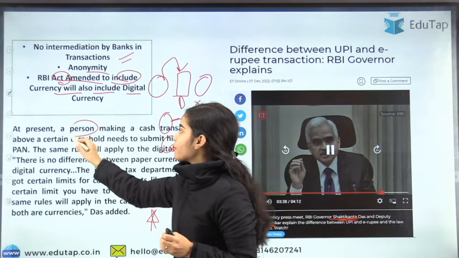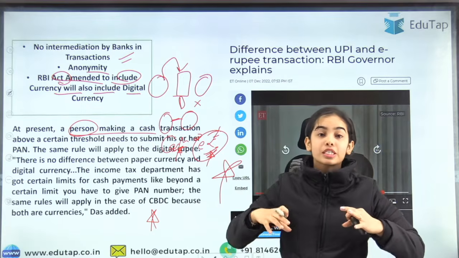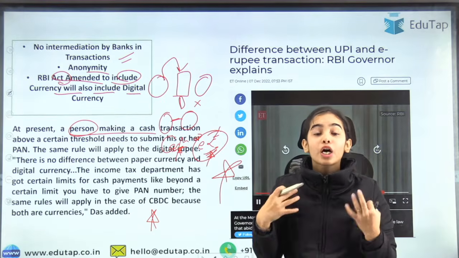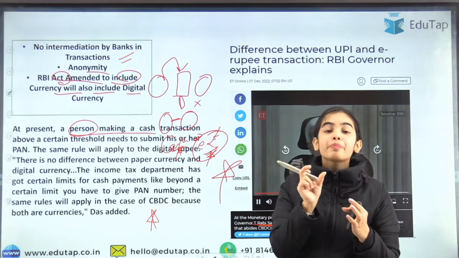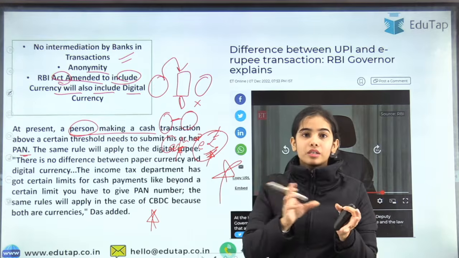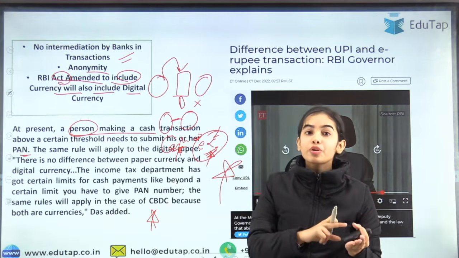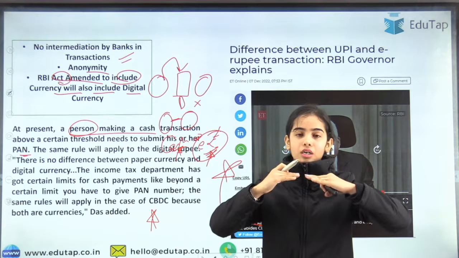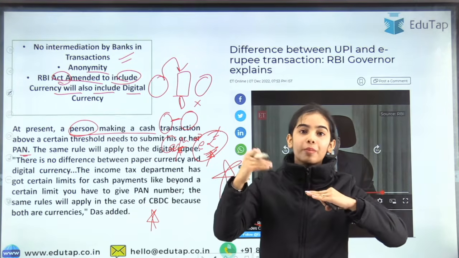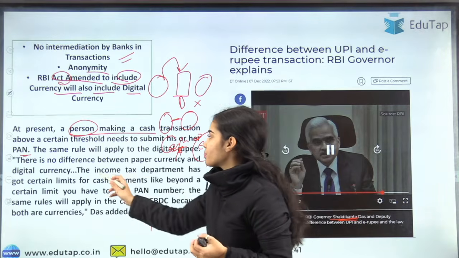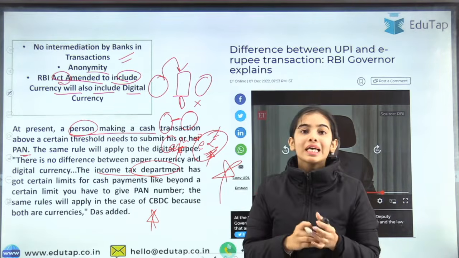So if a person is making a cash transaction above a certain threshold, if the payments are happening in crores in cash, then the PAN card is needed. Then the PAN is needed for that cash transaction. Similarly, in the digital rupee also, the same function will be there if the transaction is happening above some amount. So there will be the requirement of the PAN as per the statement of the Income Tax Department that this is required.